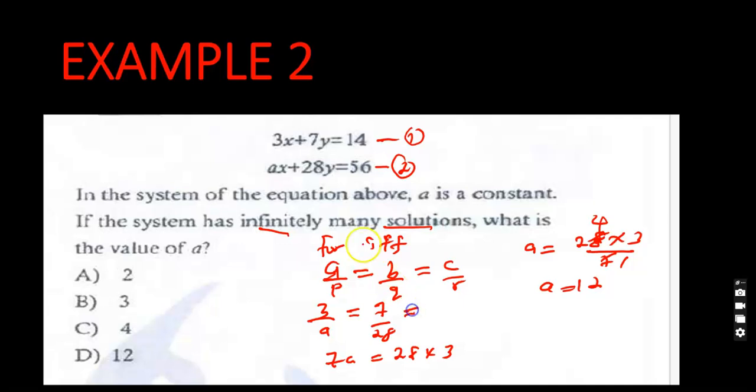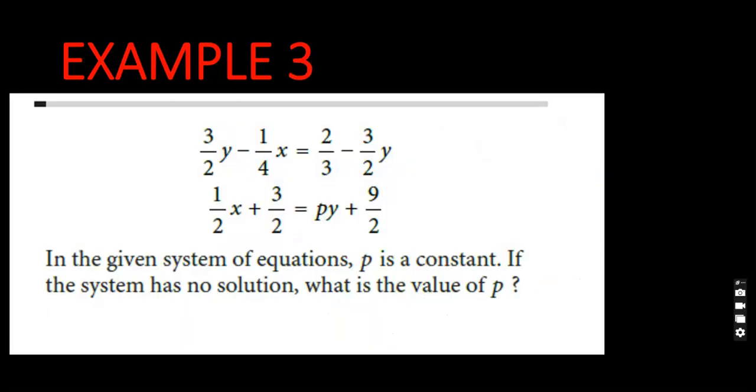Equals to the constant. What's the constant here? 14 over 56. So I just decided to use this part, and that's my answer. My answer is 12. Let's move on to the next example. Yeah, this one is the same thing. Just that what you're going to do here is try to reduce, try to clear out the fraction.